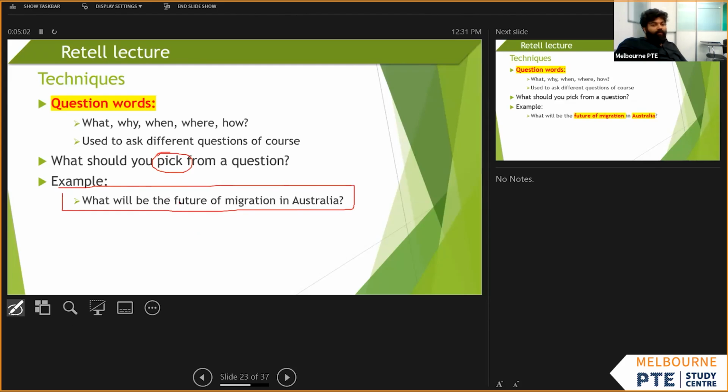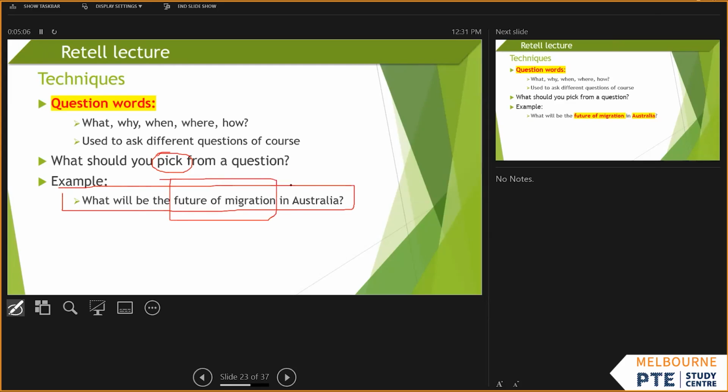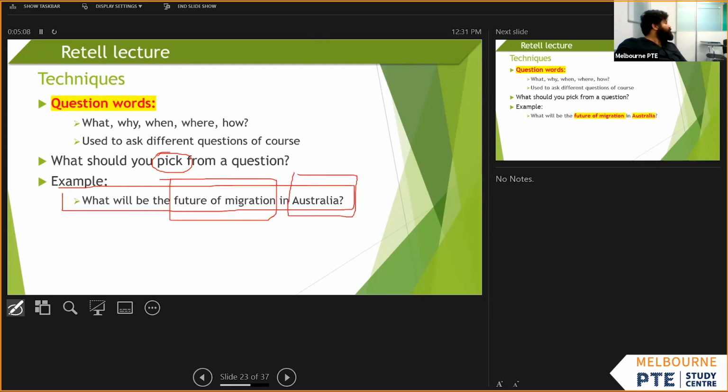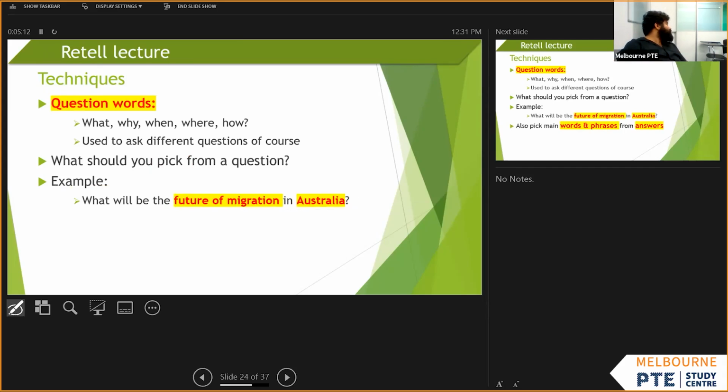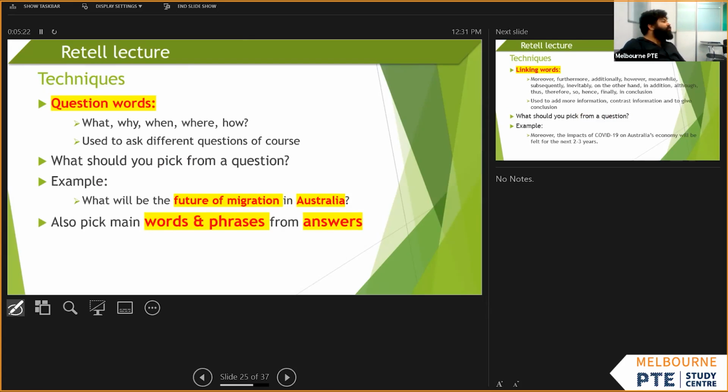Yes. Okay. We will actually pick future of migration, and we will also pick Australia. Okay, so basically these ones. All right, so you can say the main words, the main phrases of your question. And also, the question will be followed by an answer. We will try to pick main words and phrases from our answers as well.